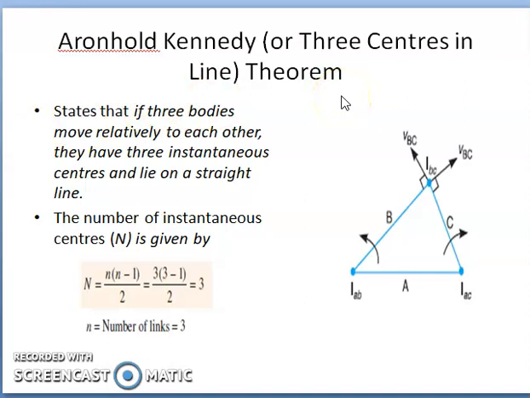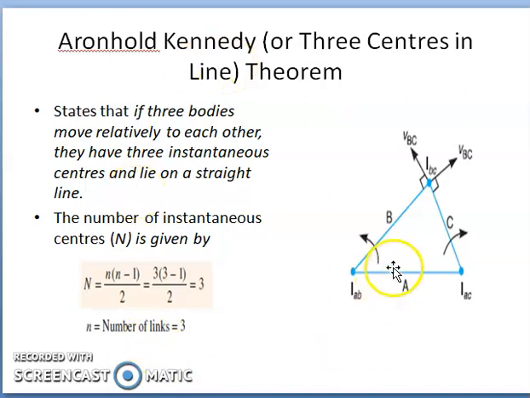And to locate this instantaneous center easily, Kennedy has proposed a theorem, called Kennedy's theorem. What Kennedy states is, if three bodies are moving relative to each other, then they have three instantaneous centers and these centers lie on a straight line. So this is Kennedy's theorem.